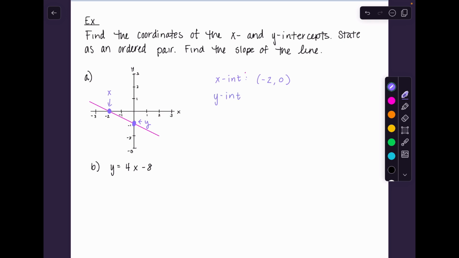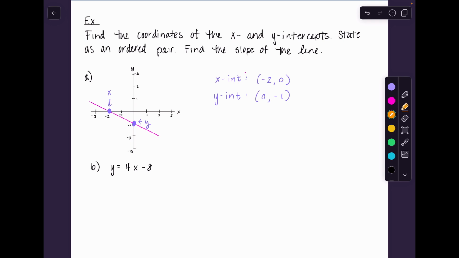For our y-intercept, my x is 0, and where I hit the y-axis is at -1. So these are our two intercepts. And again, they're points on the line, so we have to put them as coordinate pairs. Now to find the slope, I know I have a formula for that.